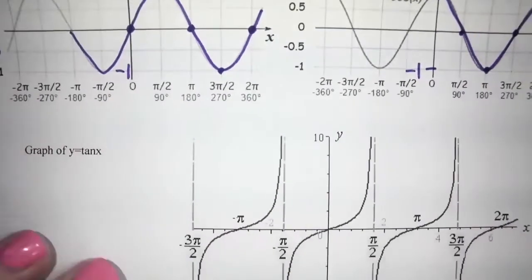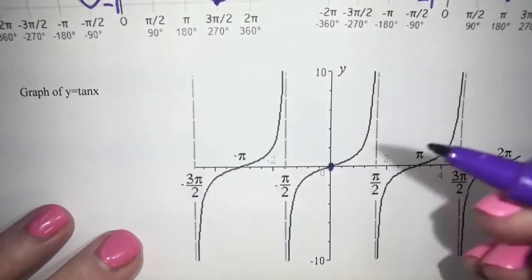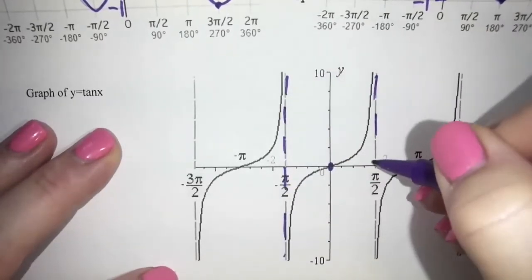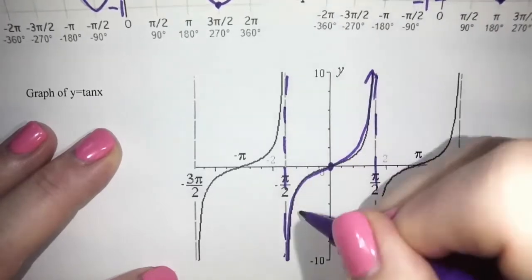And y equals tan x, the last graph here that we're going to look at, has a 0, 0 point. It has asymptotes, so lines that you don't cross, at negative pi over 2 and pi over 2. And then, of course, it gets closer and closer to both of the asymptotes here.